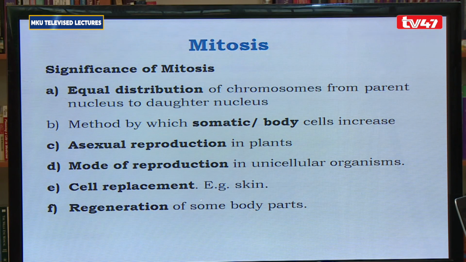Cell replacement, like for example, the skin is constantly being replaced. Skin cells are wearing out, new skin cells are created. So the process of mitosis creates new cells to replace the old ones. And also regeneration of some body parts. We have certain body parts like the liver, which can be regenerated from existing cells. We have certain organisms like a lizard. I'm sure as a young boy or girl, you cut the tail of a lizard, and after a while you saw the tail growing back. That is regeneration. And that regeneration is made possible by cell division or mitosis.